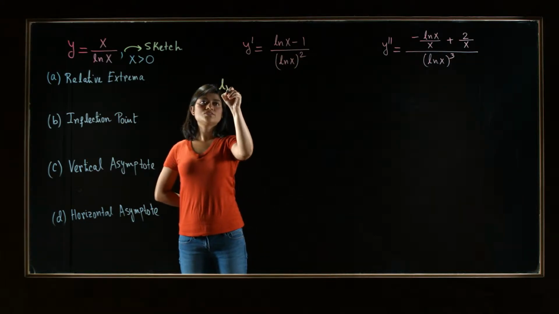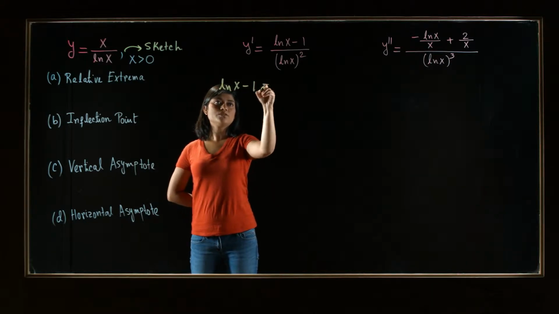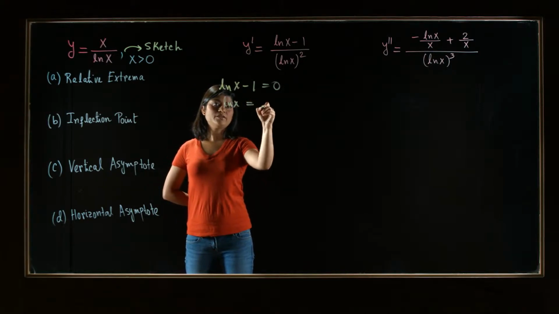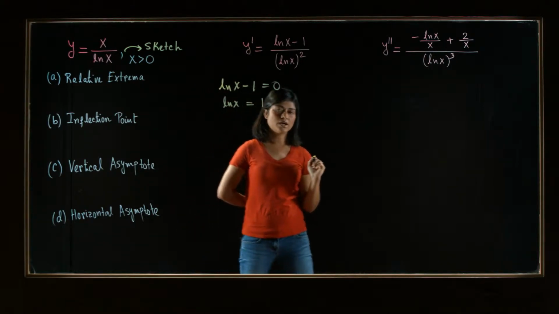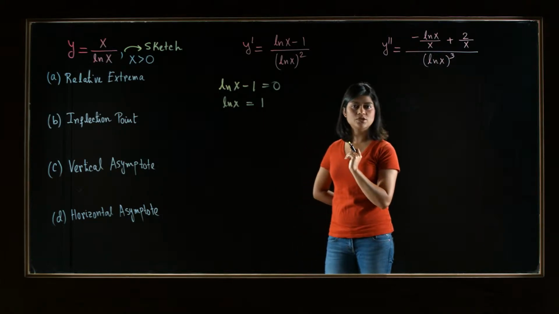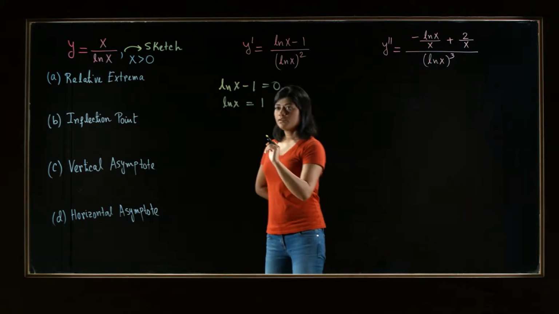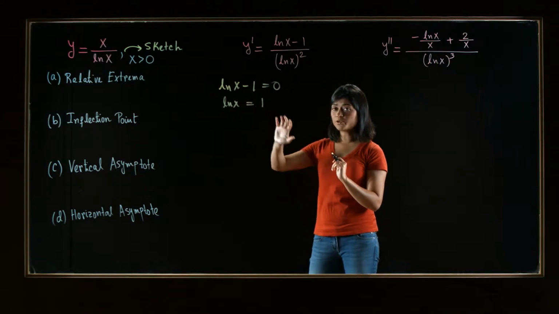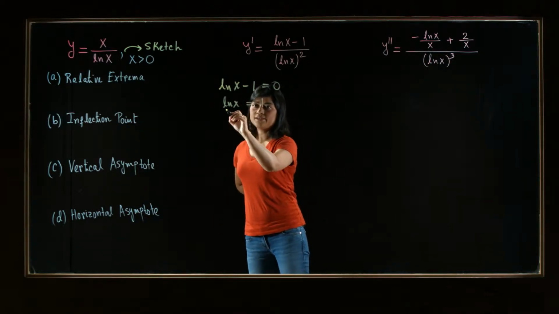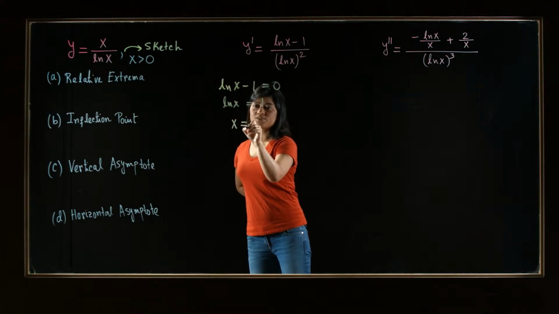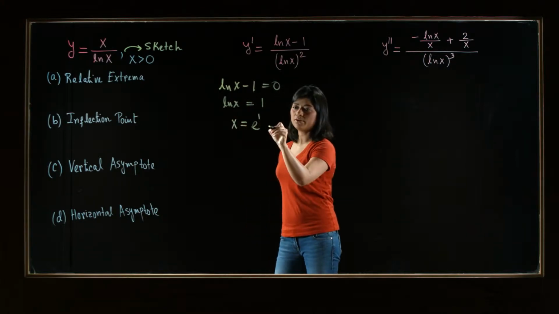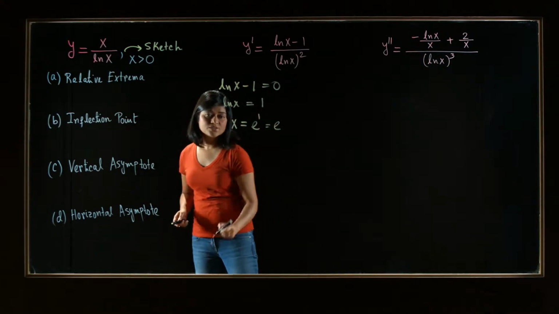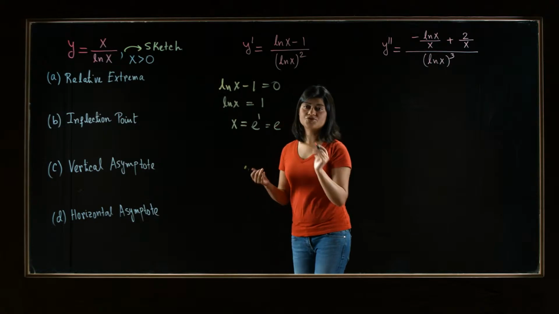So where is natural log of x minus 1 equal to 0? It will be when ln of x is 1. Now where is natural log of x equal to 1? We can use the inverse property of natural log and the exponential function to say that this is 1 for x equal to e to the power 1, or e. So x equals e is a possible extreme.